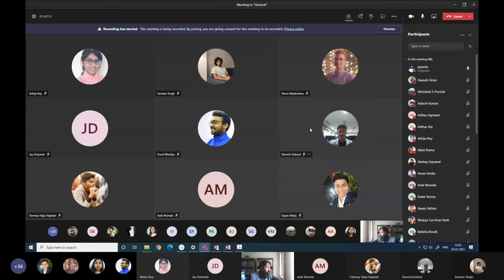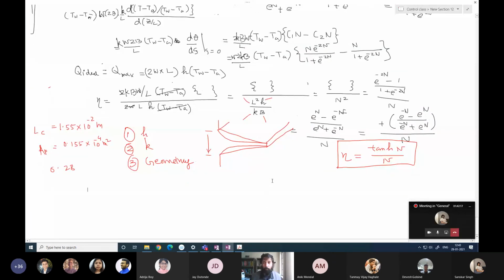Okay, so now let us move. Our last topic for steady state conduction is conduction with heat generation. In many cases we have heat generation in the system. Can you give any example of a system where heat is generated inside a solid?